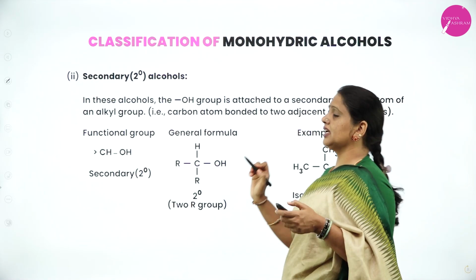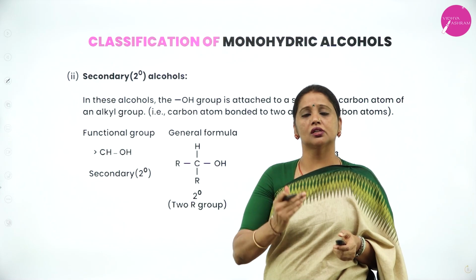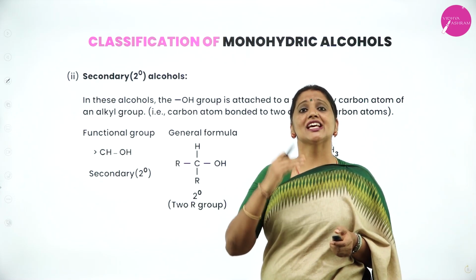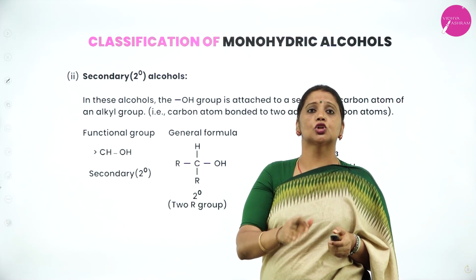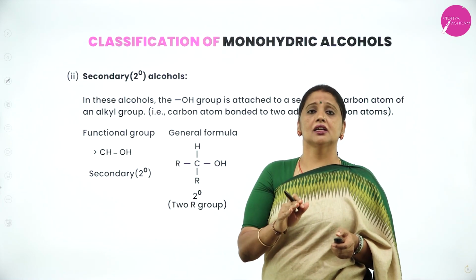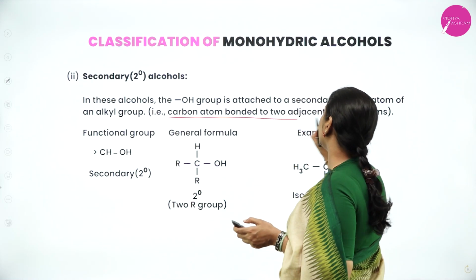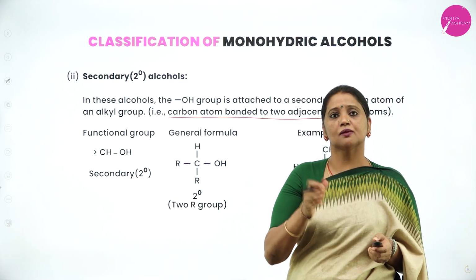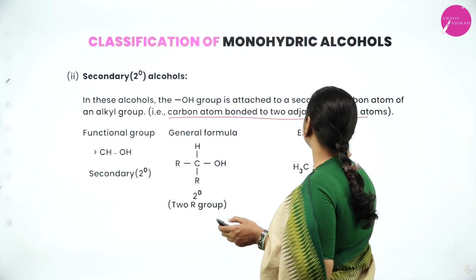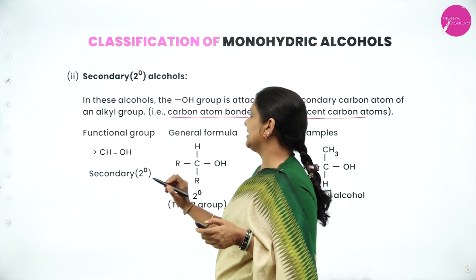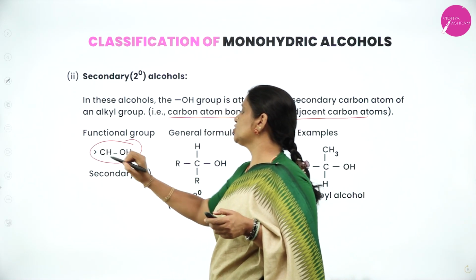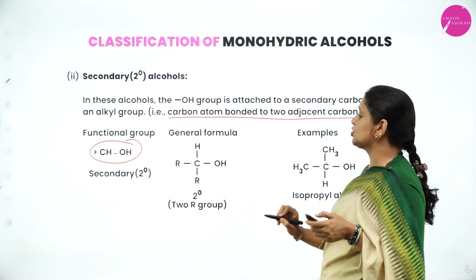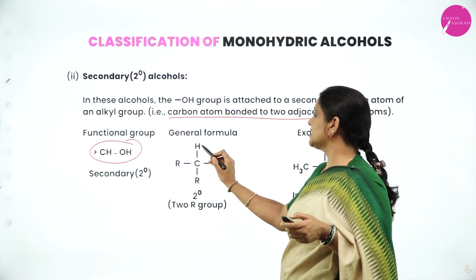Next, secondary alcohols. In these alcohols, the OH group is attached to the secondary carbon of the alkyl group. What is secondary carbon? A carbon atom bonded to two adjacent carbon atoms is called secondary. The functional group is CHOH. The general formula is RCHOHR.